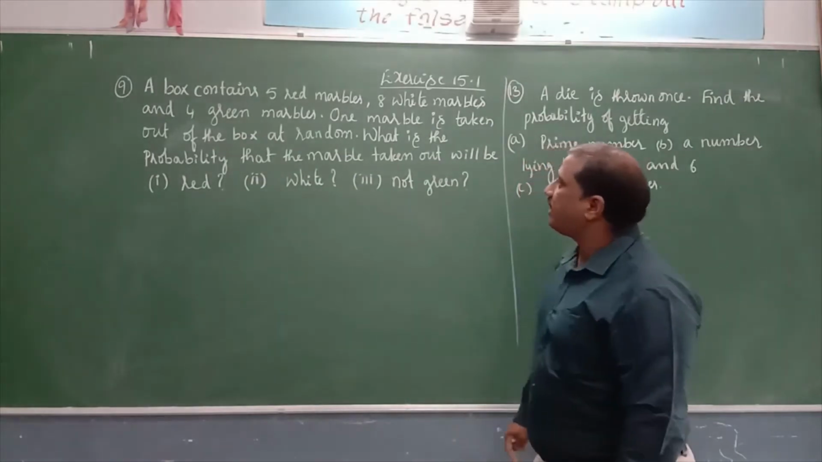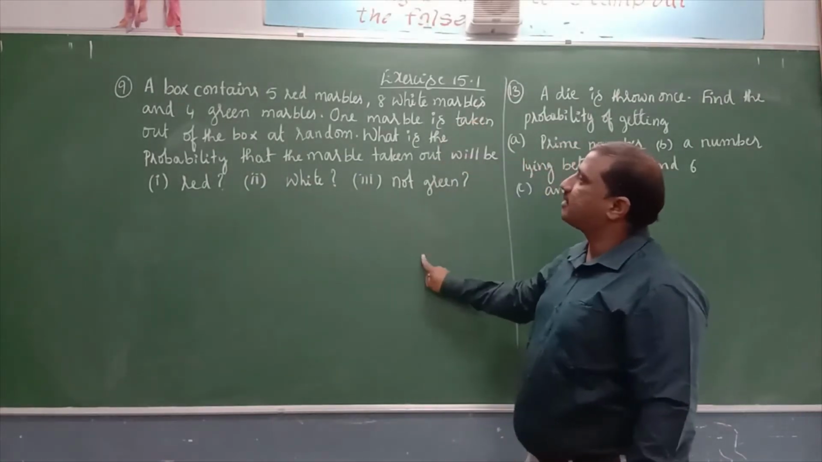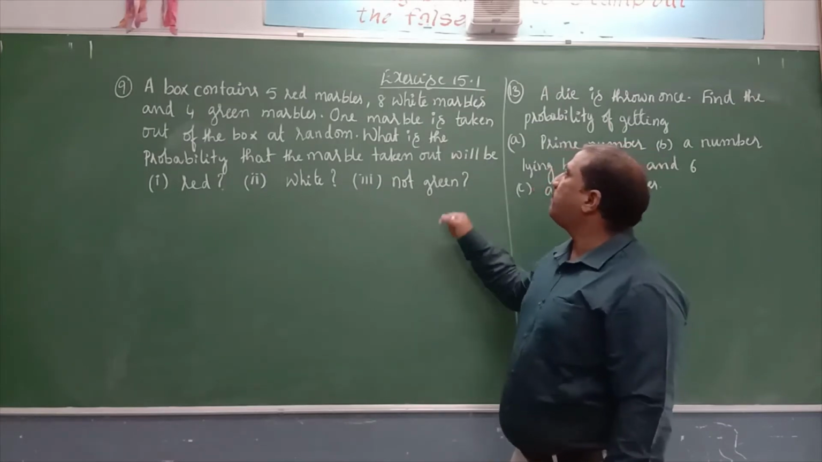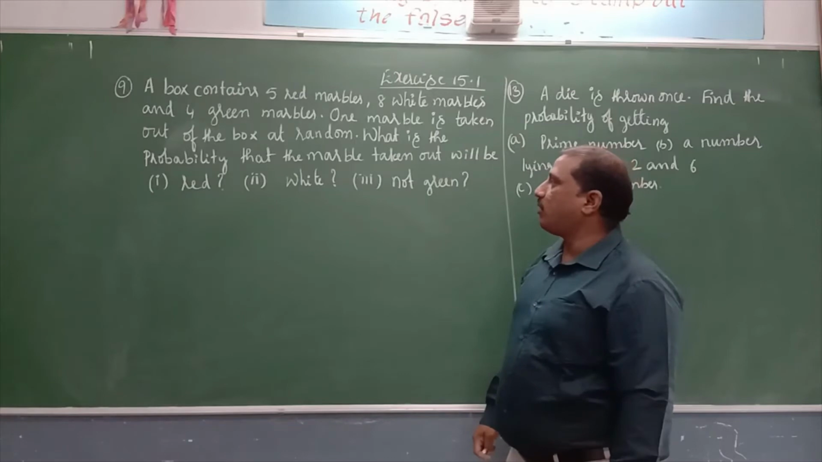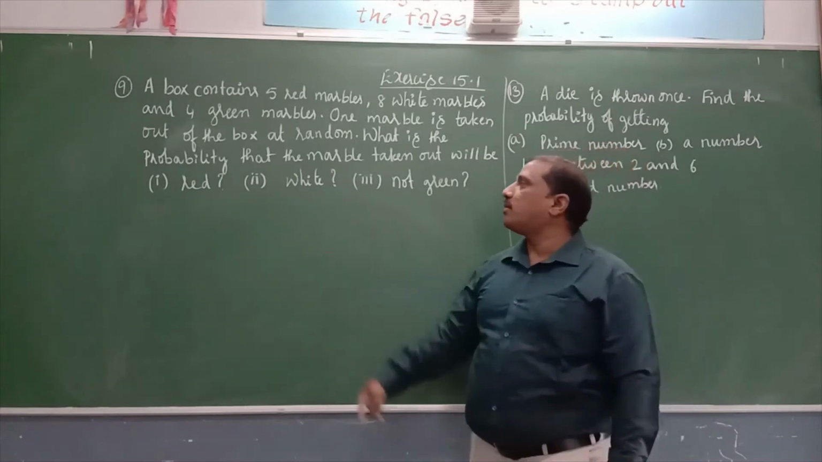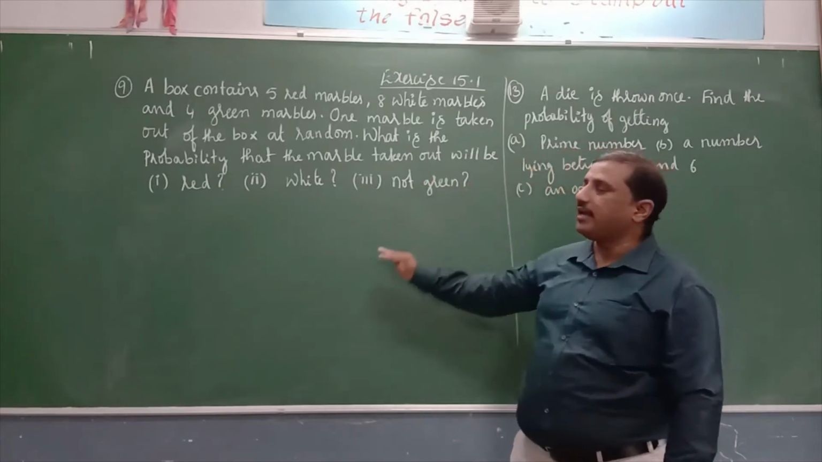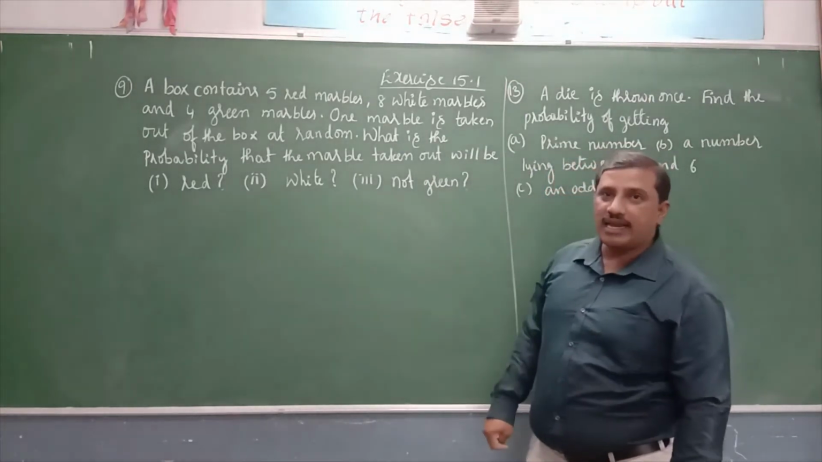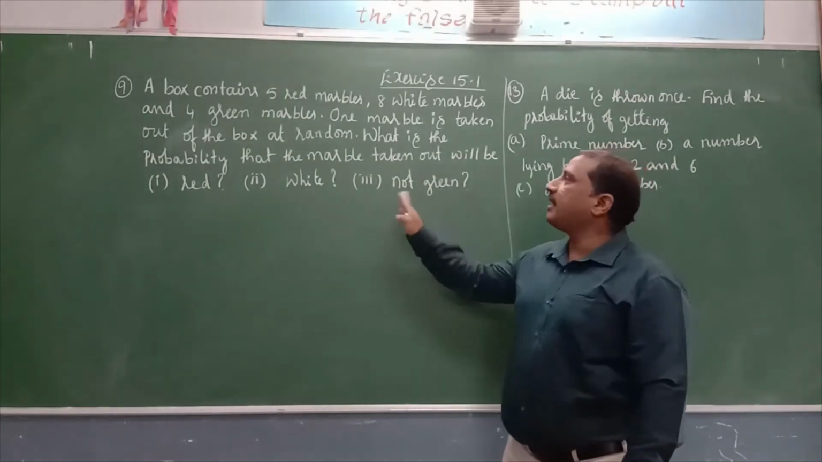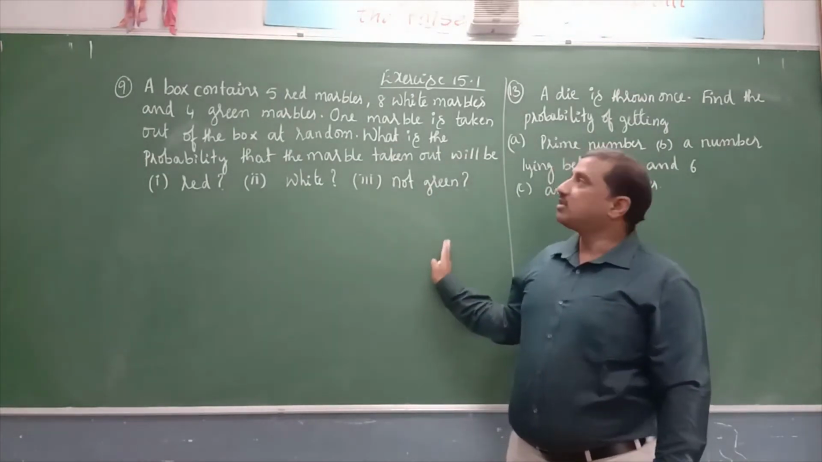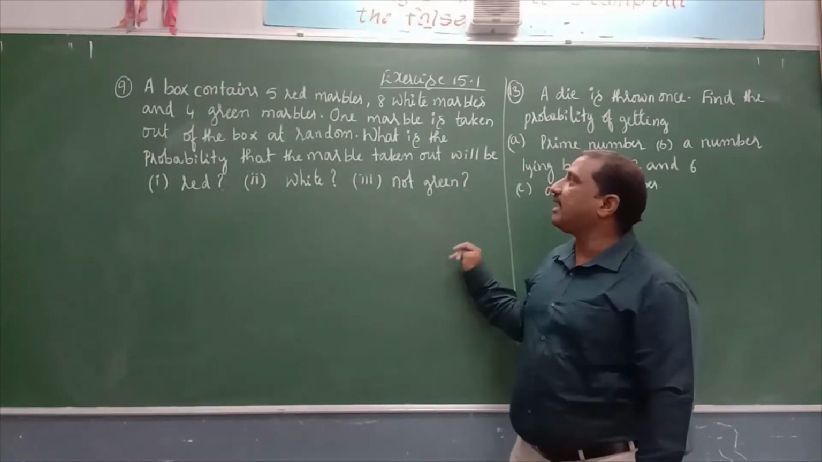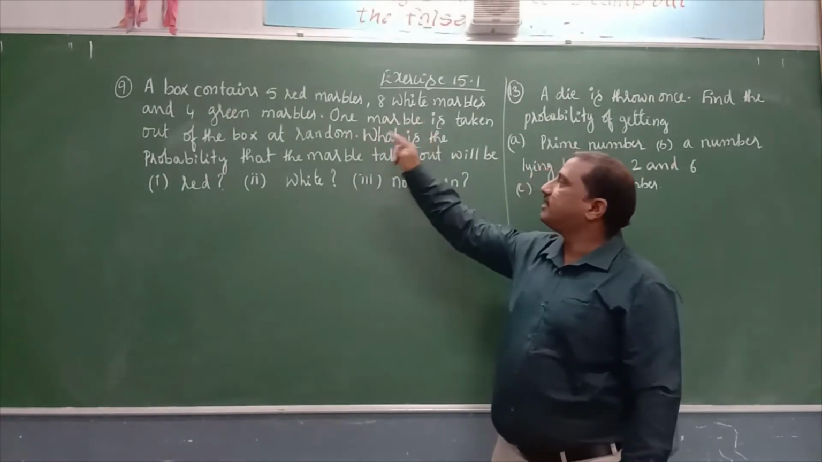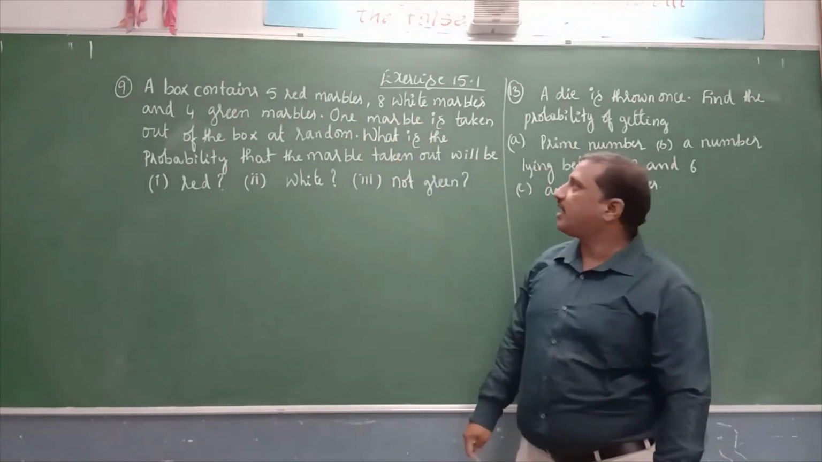A box contains 5 red marbles, 8 white marbles and 4 green marbles. 1 marble is taken out of the box at random. What is the probability that the marble taken out will be a red marble, a white marble, not green? Not green in the sense the remaining colored marbles. So how many colored marbles are there here? 3 colored marbles. What are they? Red, white and green.